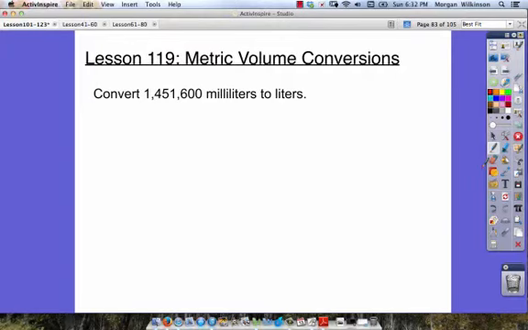Lesson 119 is about metric volume conversions. First, we want to convert 1,451,600 milliliters to liters. Now, the key part of this problem is knowing that milli means thousand.